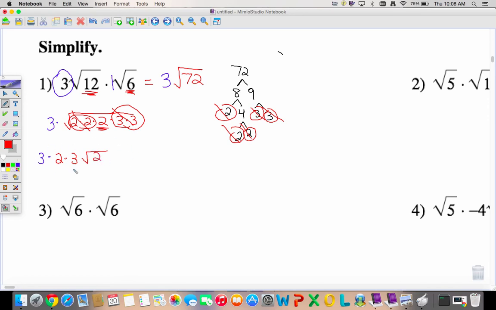Okay, so now I'm going to multiply everything on the outside. 3 times 2 times 3 will give me 18. And then all I have left is the square root of 2. And that's it.